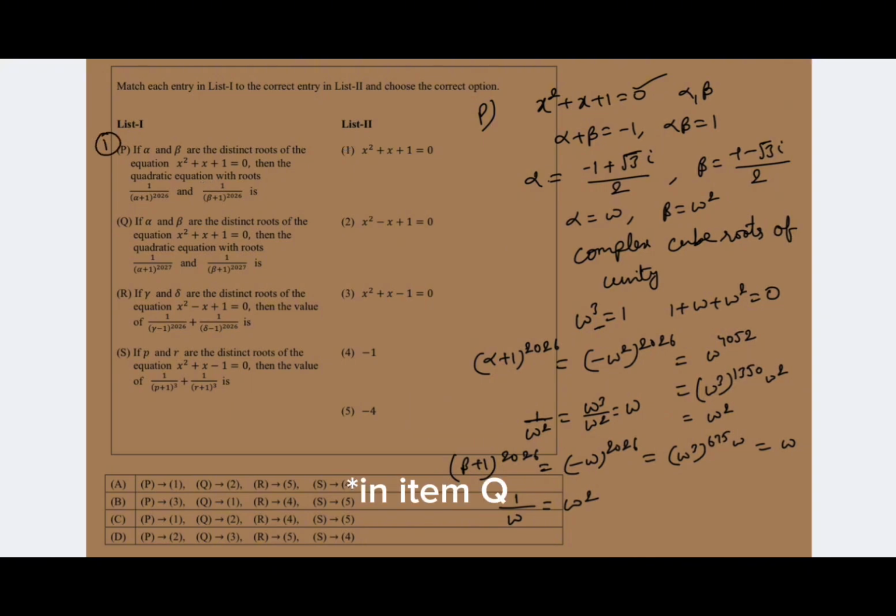In option Q, we have to calculate alpha plus 1 to the power 2027. So we can use these already calculated values. So alpha plus 1 to the power 2027 is alpha plus 1, which is nothing but omega plus 1, into alpha plus 1 to the power 2026, which was omega square. So we have this value, and we already know 1 plus omega is minus omega square, so we are left with minus omega to the power 4, which is minus omega, and we have to take its reciprocal. So 1 upon minus omega is nothing but minus omega square.